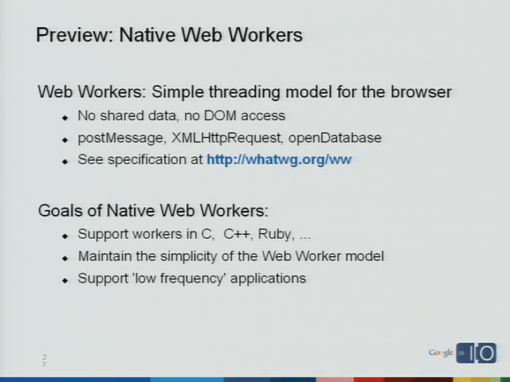Now, you've heard some discussion in other sessions here at Google I/O about web workers, a way of creating threads in JavaScript. Well, native web workers are just like web workers, except instead of being written in JavaScript, they're written in native code. But otherwise, they have the same execution model and the same interfaces as web workers. In particular, web workers support no shared data. There's no way to share data between web workers and the browser. And as a consequence of that, web workers can't actually do direct DOM access.